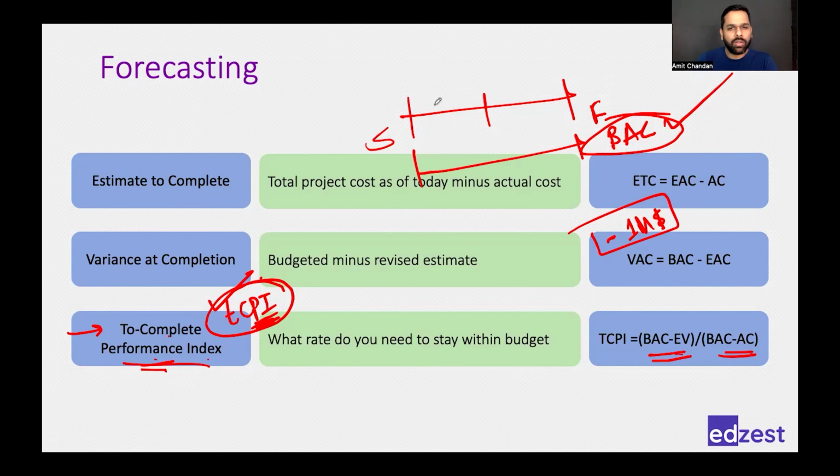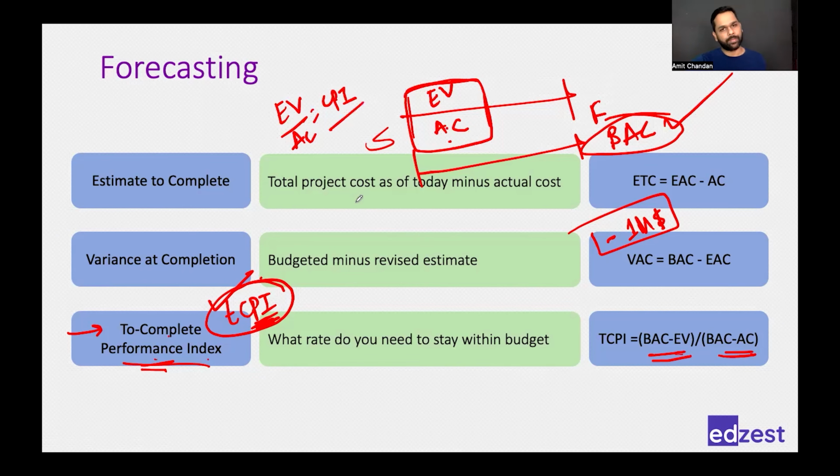What do I know till now? I know my EV, I know my AC. I'm talking about cost, so I don't need PV. So I know my EV, I know my AC. And I also know that EV by AC is CPI. So if I have to understand my cost performance of the work that I have done till now, I will divide EV by AC and I'll get my CPI. But I want CPI for the remaining work, to finish within this budget.